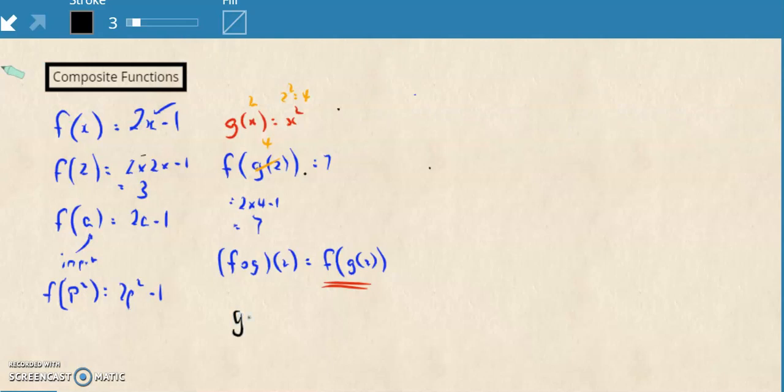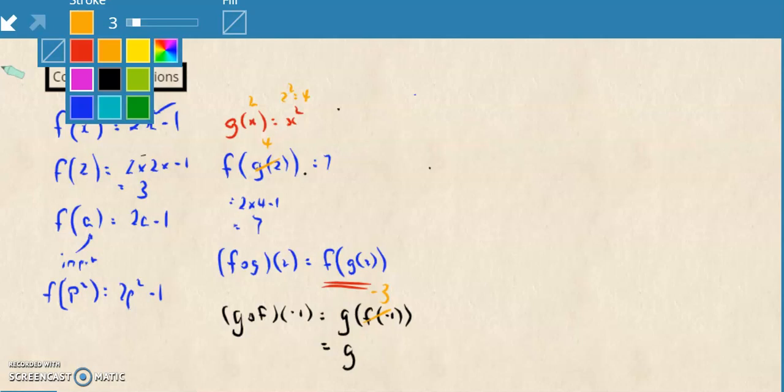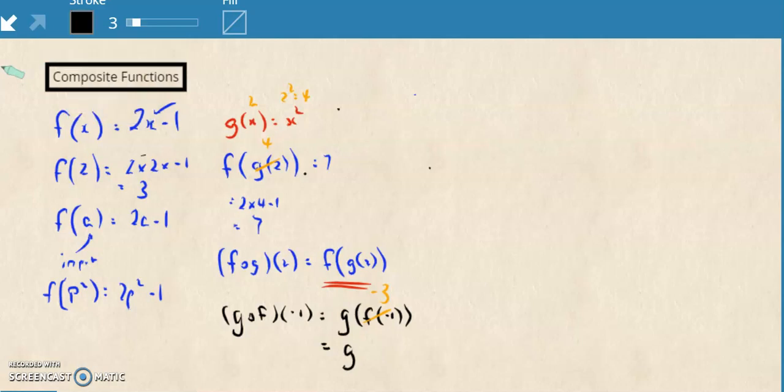Let's say we go in the other direction and we want to find out what g of f of negative 1 is. What that says is, what's the g function worth when the f function is evaluated at negative 1? So at f of negative 1, we put negative 1 in here, we get twice negative 1, negative 2, minus 1 is negative 3. The g function at negative 3, you square it, so g of negative 3 is equal to 9.